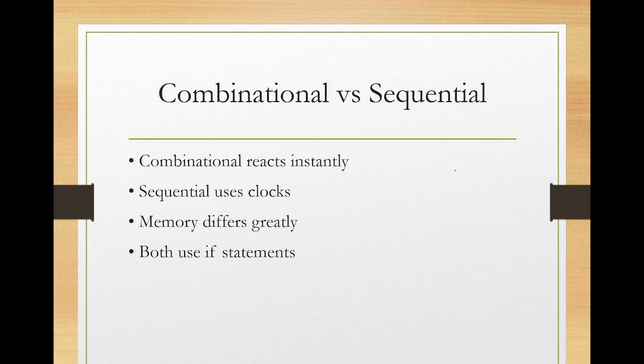Now we will compare combinational versus sequential. Combinational: immediate reaction, no memory, input changes, output changes. Sequential: clock required, memory exists, state can be stored. Both use if statements but synthesis creates different hardware.